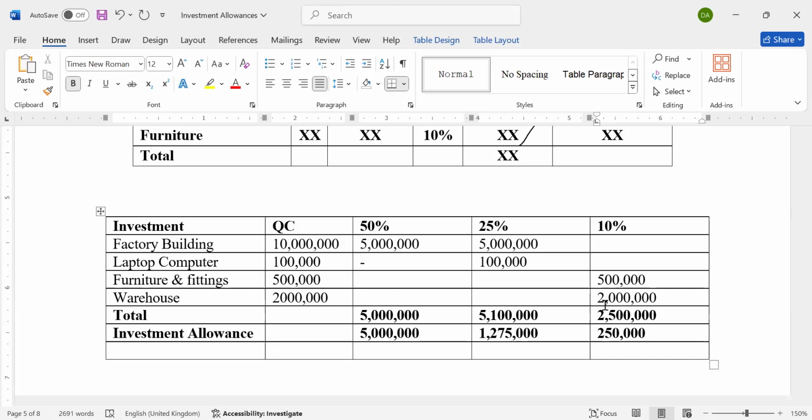you say that for factory building, they are given 50% once. Are you supposed to apportion? 50% is not a portion. 50% is once off. Once you just start using it, 50% is already deducted. Now, what follows is this.